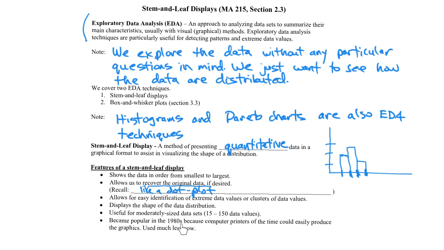They became popular in the 1980s. Just like dot plots, they were both popular in the 1980s because the computer printers of the time, those dot matrix printers, could easily produce the graphics. So back in the bad old days when we had dot matrix printers, you could basically make any design you wanted if you could make it out of an asterisk. And some of you may remember those days, I do, when everything you created graphically on your computer printout was made out of one of these, so a little limited.